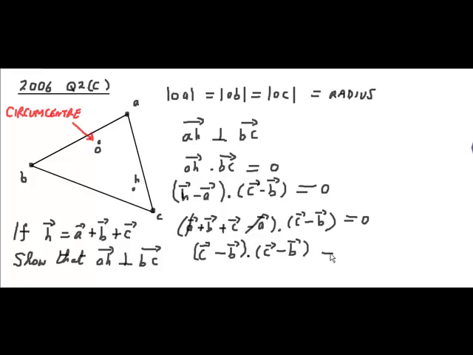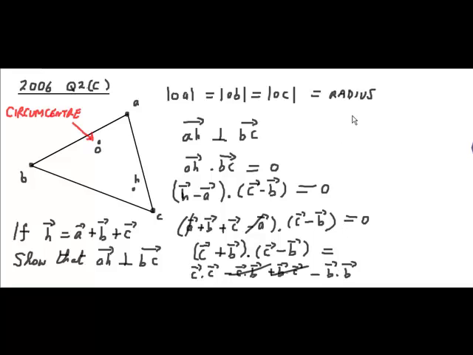And just be a little bit careful here. I know if this was algebra, it would be just x plus y by x minus y, but in vectors we just need to do things with a dot. So it's C dot C, minus C dot B, again just multiplying out brackets, plus B dot C, minus B dot B. And the two middle terms cancel.